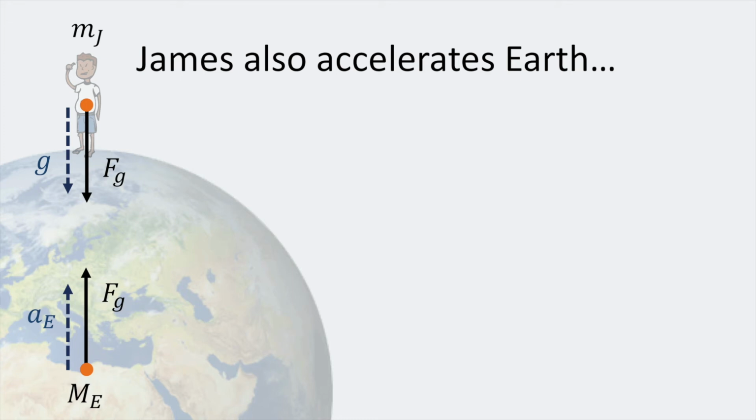Now, James accelerates towards the Earth at the rate of g, the gravitational field strength. But we also know that the forces are equal and opposite. So James experiences a force downwards, and the Earth should also experience a force upwards. So if we have the mass of James, m_j, and the mass of the Earth, m_e, we know that the Earth will actually accelerate upwards a tiny bit, given by a_e in this case.